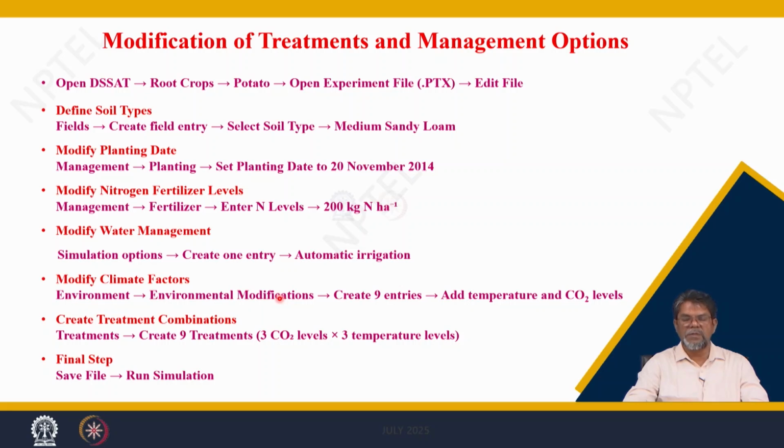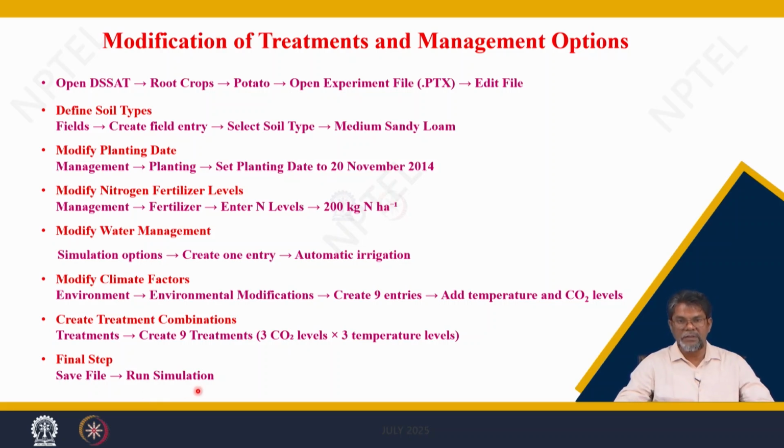Once you do the environmental modification file, then go to the treatment window. In treatment, create these 9 treatments, 3 CO2 levels and 3 temperatures. Here all columns remain the same, there is no change except the environmental modifications as per the entry. You can change the labels in the treatment columns, where we have the environmental modifications, to indicate the different CO2 levels and different temperatures. A total of 9 combinations will be there. Then you can save the files and run the simulations.